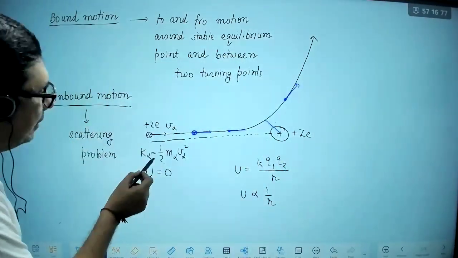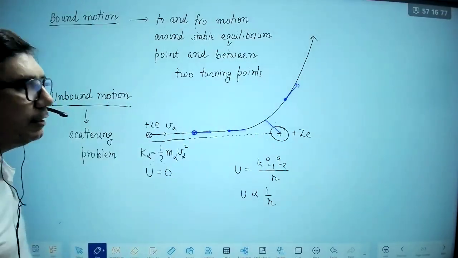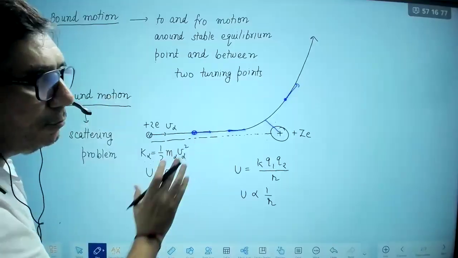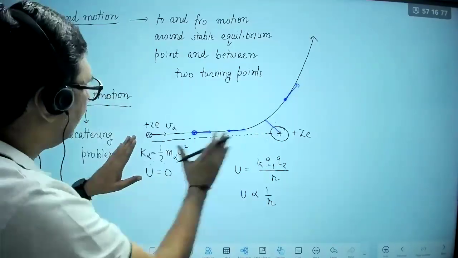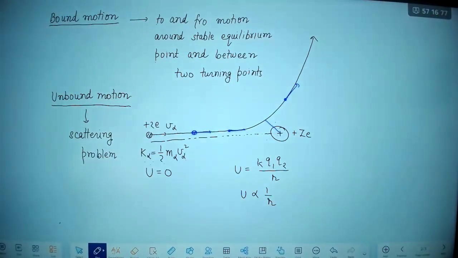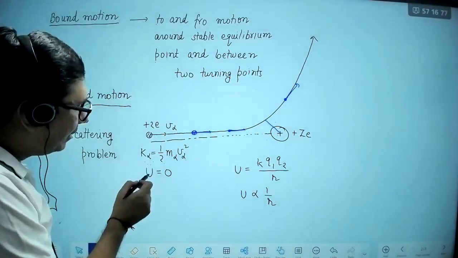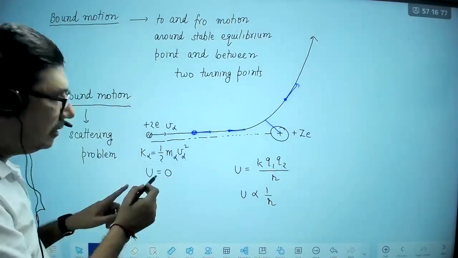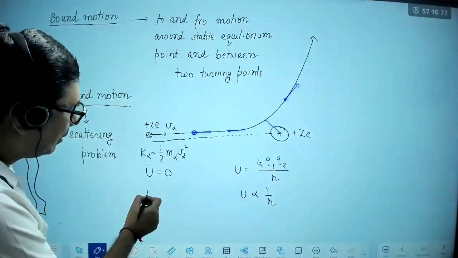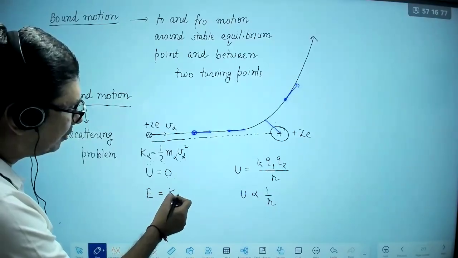Now try to understand what I was saying at that time. When you are launching this alpha particle towards the nuclei, it is considered to be very, very far away from the nuclei. So the nuclei and the alpha particle are very, very far away from each other. In that case, potential energy will be 0. No interaction is there, so potential energy will be 0, only kinetic energy will be there. So there will be some total energy. And what will be the total energy? That will be kinetic energy plus potential energy.